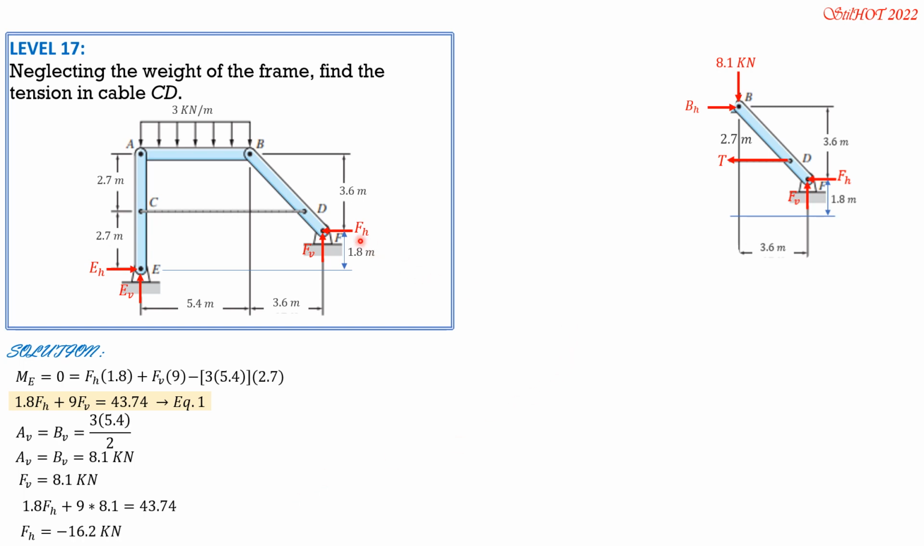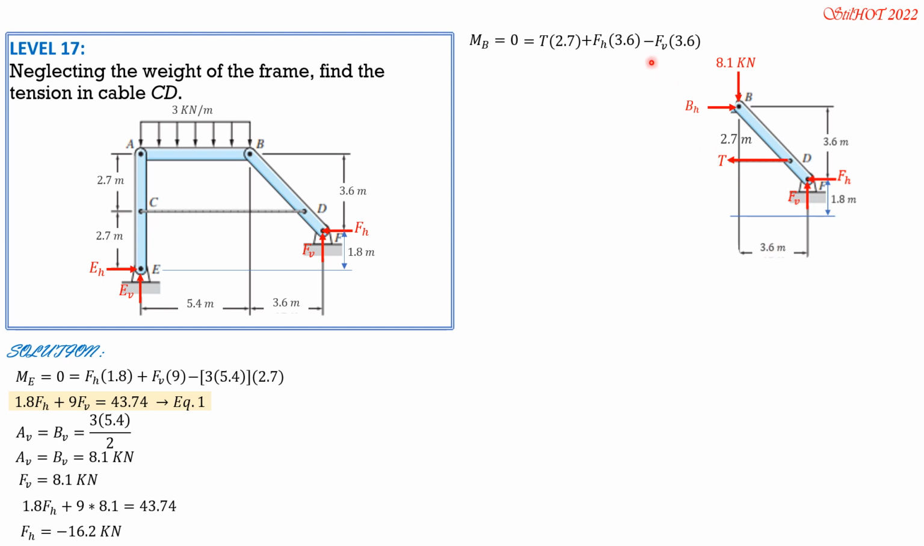So meaning to say, I wrongly positioned or directed the FH, but it doesn't matter. Next, we set moment about B equals 0, clockwise positive, so tension times 2.7, then plus FH times 3.6. Take note, carry the sign because FH does not change direction. Then minus FV times 3.6.